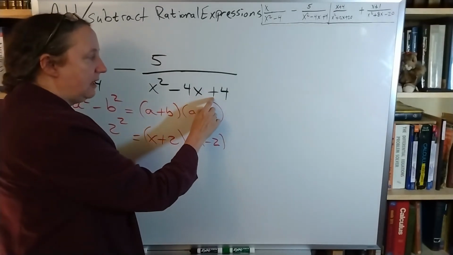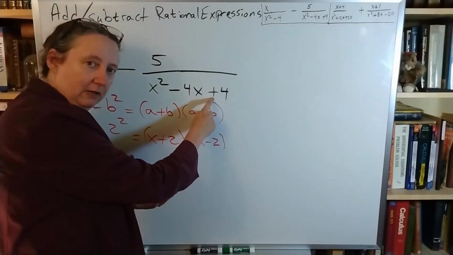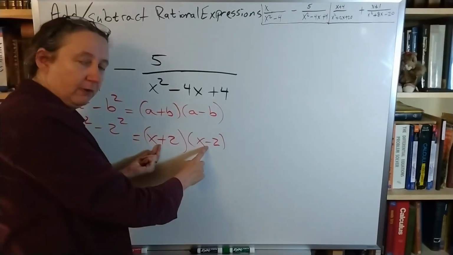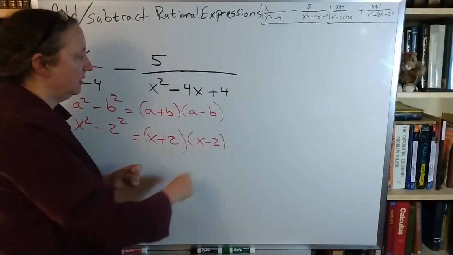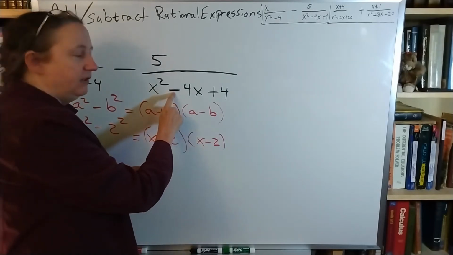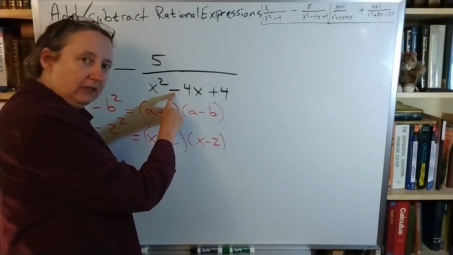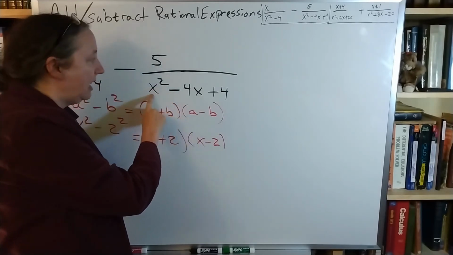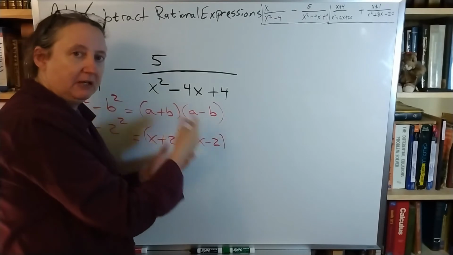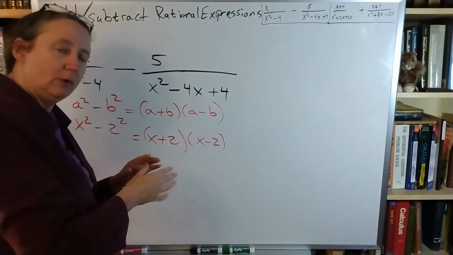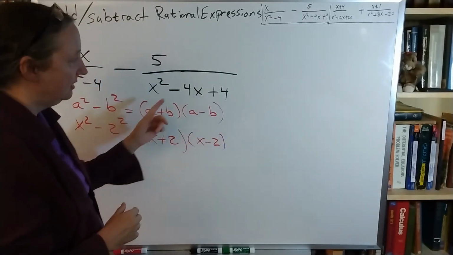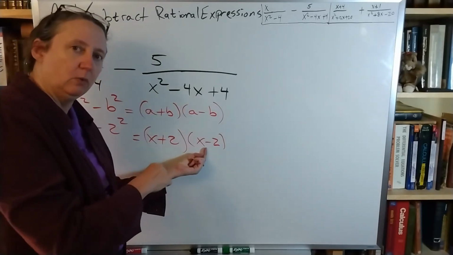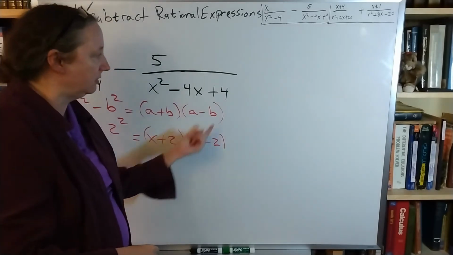Seeing the positive for C tells me that both of my signs are going to be the same, so I'm not going to have both a plus and a minus. Seeing the negative for B tells me that my sign is going to be negative. So I'm going to have x minus something and x minus something. I don't know what those somethings are, but I'm going to take a guess that it's x minus 2. And what is x minus 2 times x minus 2?